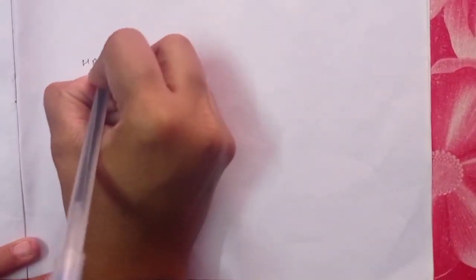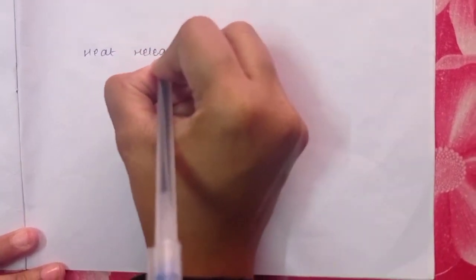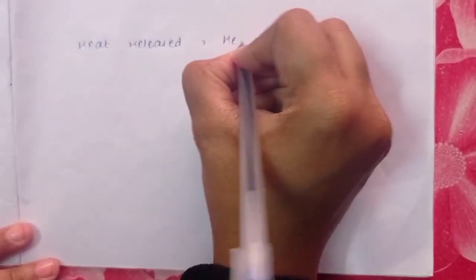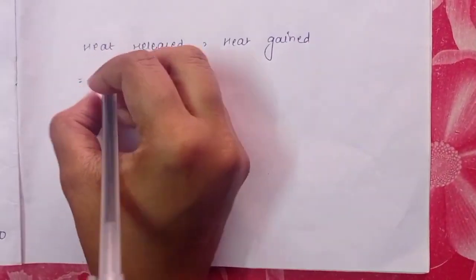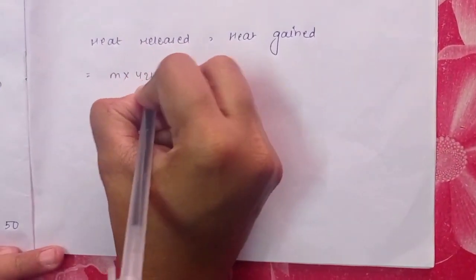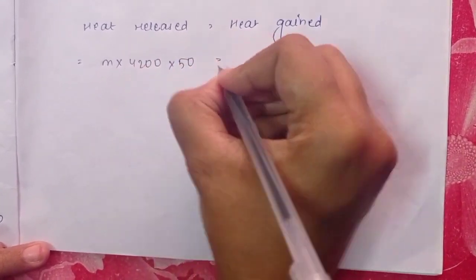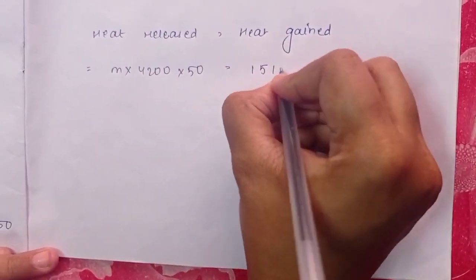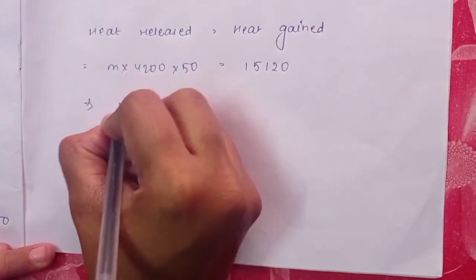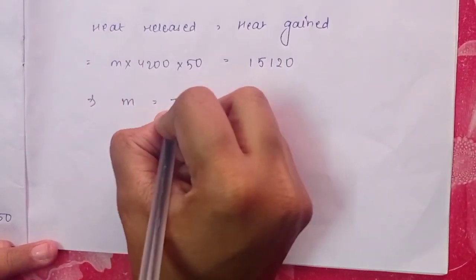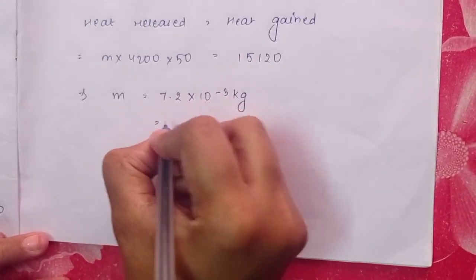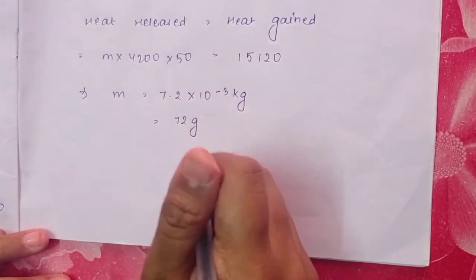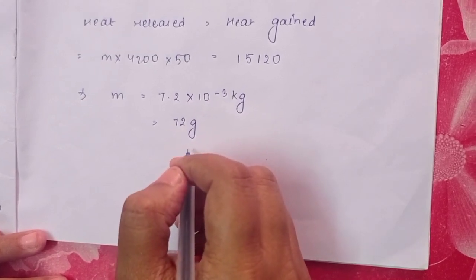So as we know from the principle of calorimetry, heat released is equal to the heat gained. So what was the heat released? M into 4200 into 50, and the heat gained was 15120 joule. So now if we solve it, our M will become 7.2 into 10 to the power minus 3 kg or 72 gram. So this is the mass of water which was initially present in the container.